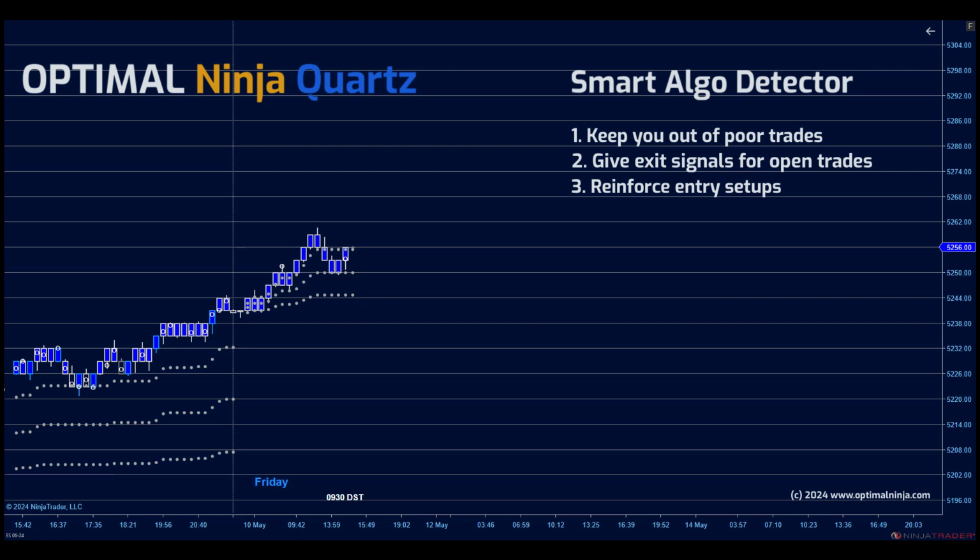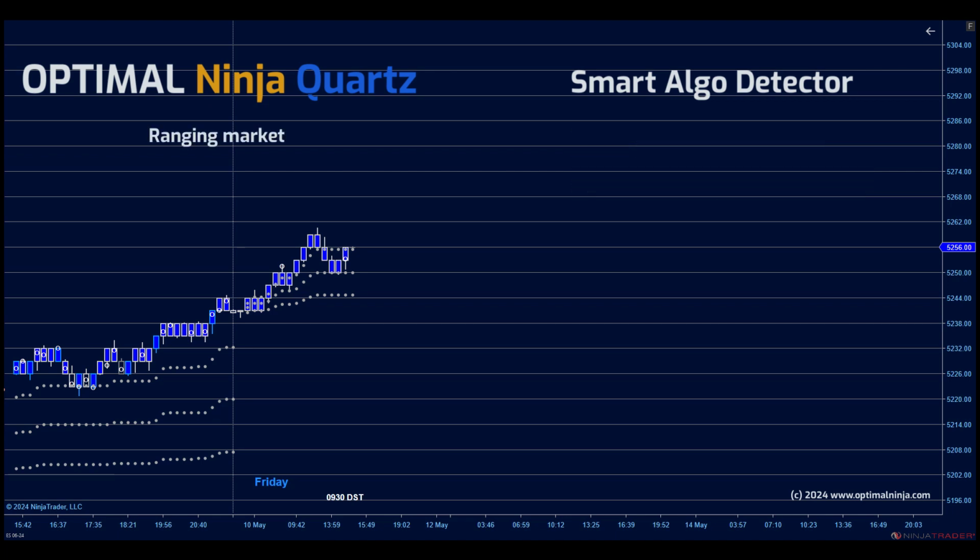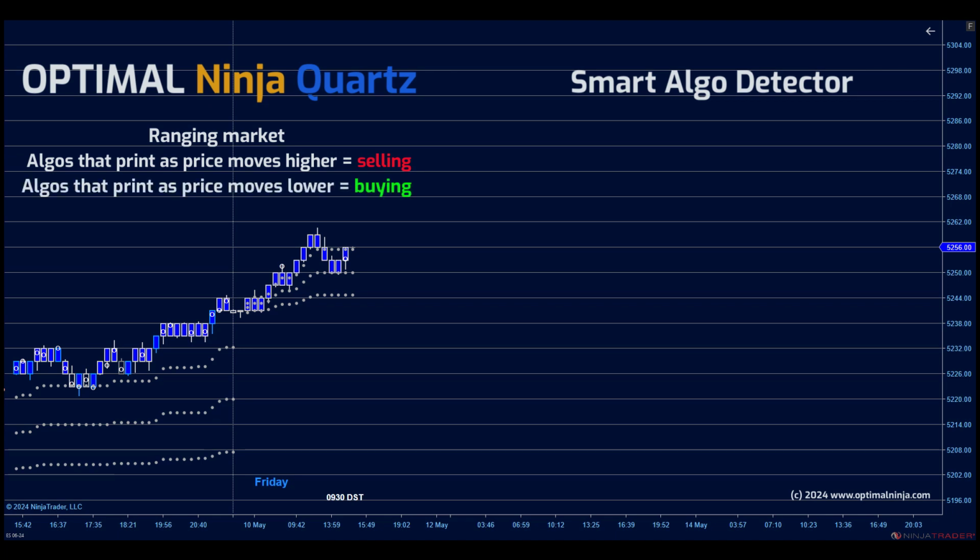For today's video, we're going to look at how to interpret them in the context of a ranging market. As a broad guideline, in a ranging market, algos that print as price moves higher should be regarded as selling, and algos that print as price moves lower should be regarded as buying. So enough of the theory, let's have a look at how we can use them in actual trading.